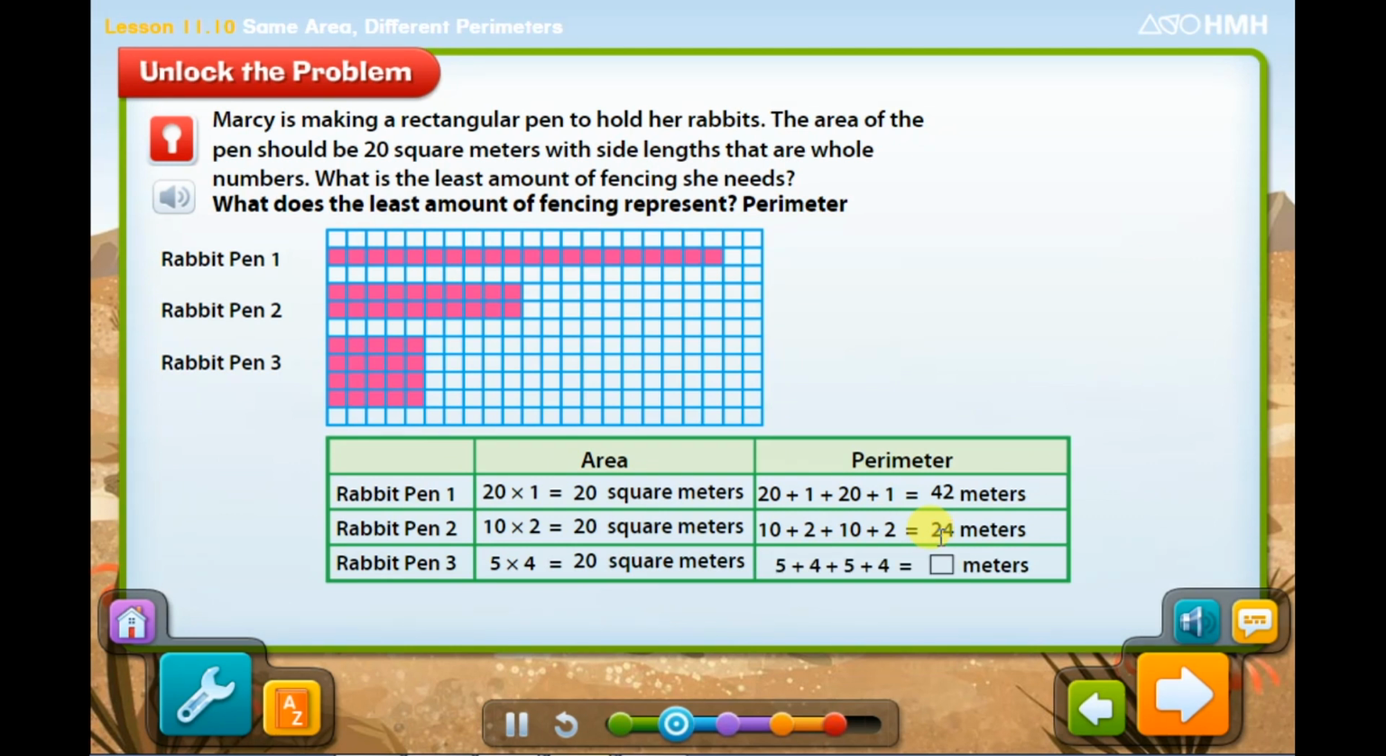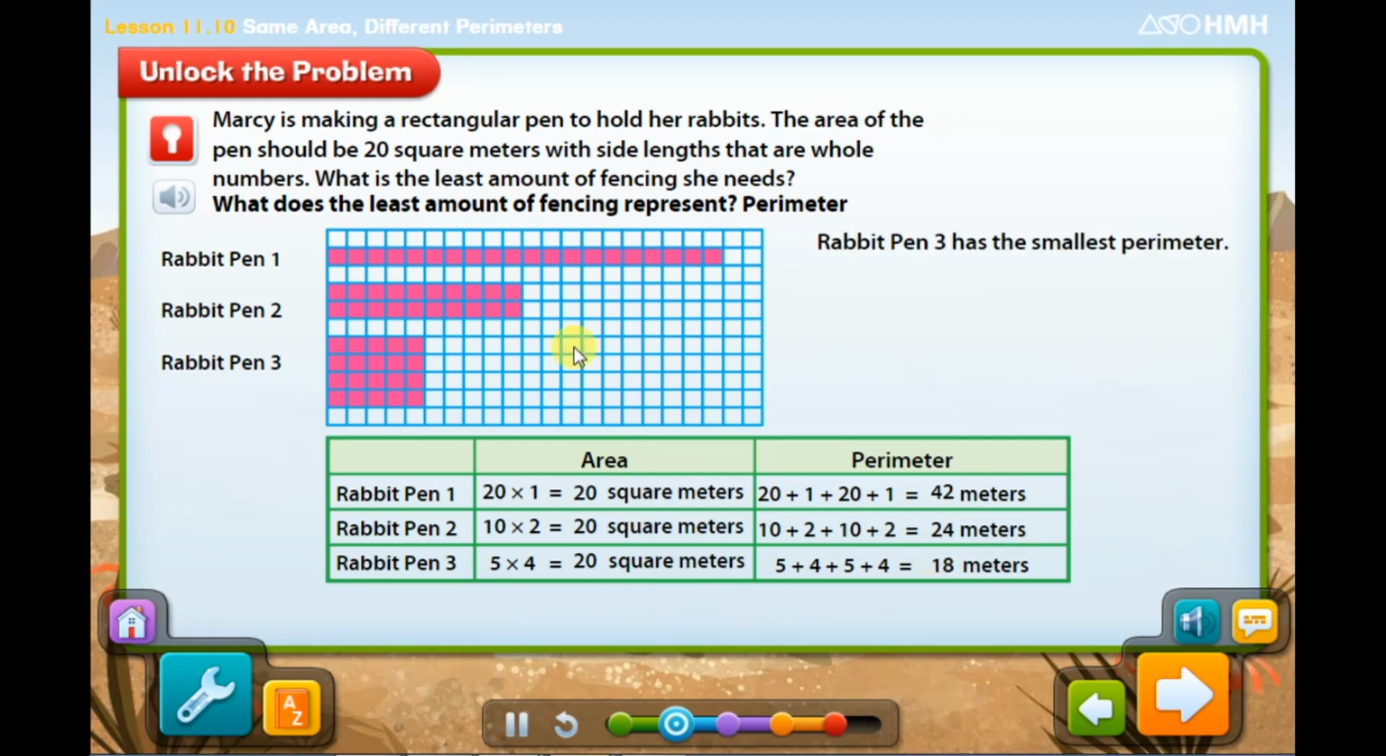Rabbit pen 3 has a length of 5 meters and a width of 4 meters. What's its perimeter? So again, let's walk around the shape. That's 4 plus 5 plus 4 plus 5. That will be 18 meters. The perimeter of rabbit pen 3 is 18 meters.